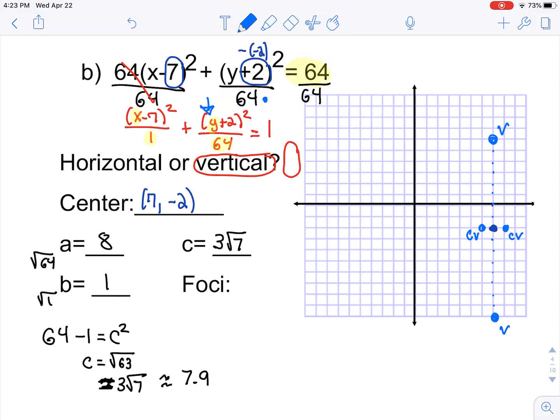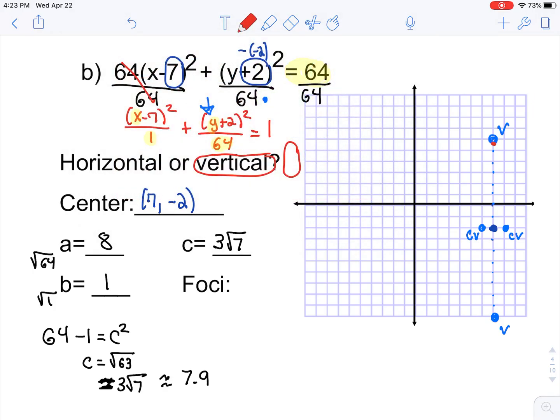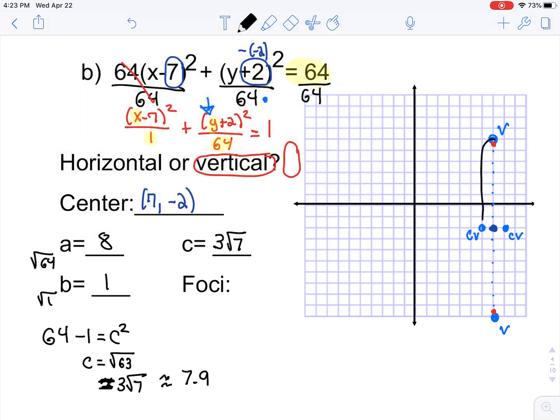And then my focal points will be along that major axis, which in this one is going up and down, so I'm going to have to go up and down about 7.9 places. That focal point is going to be just inside these vertices. Okay, when we draw the ellipse, we can see that this is going to be a very skinny ellipse due to the fact that there is such a distinction between the A and B values.